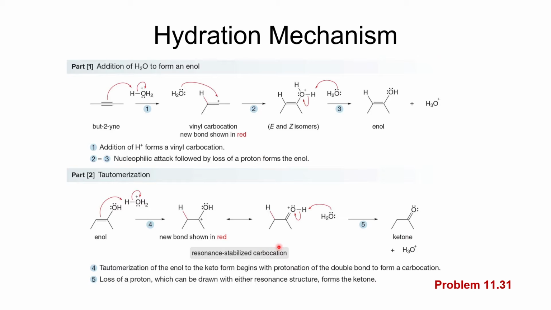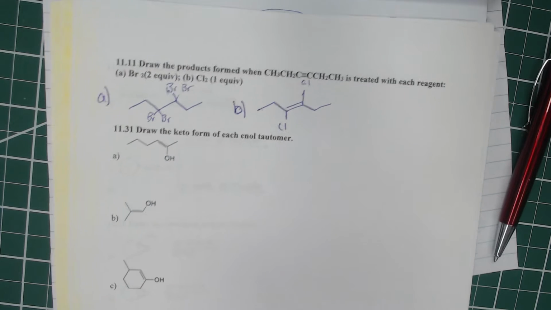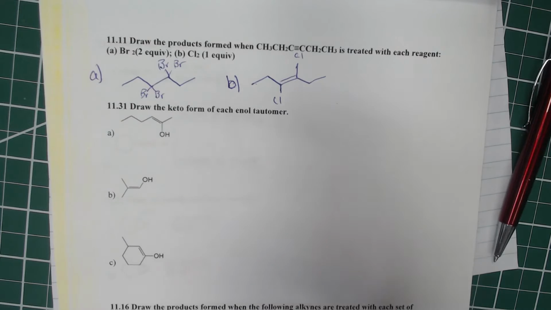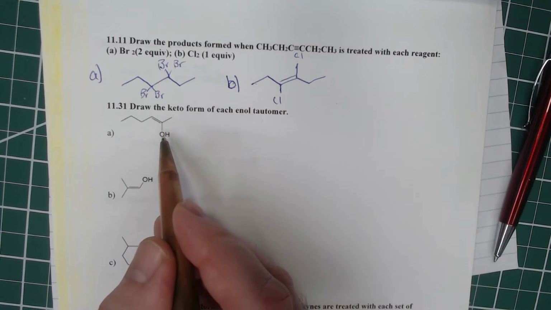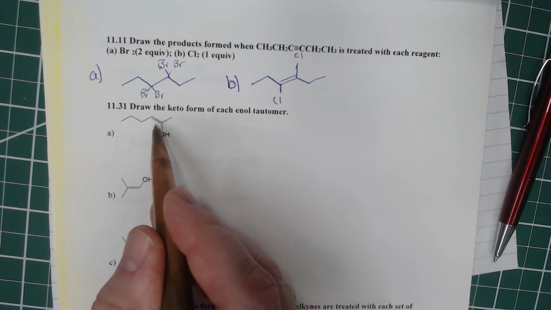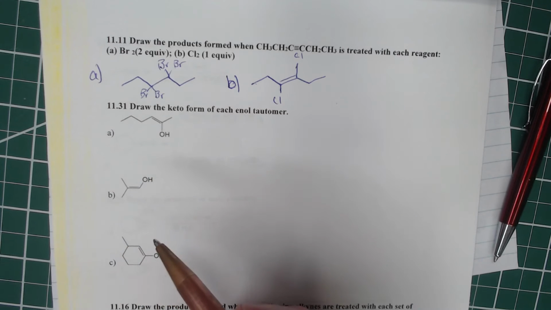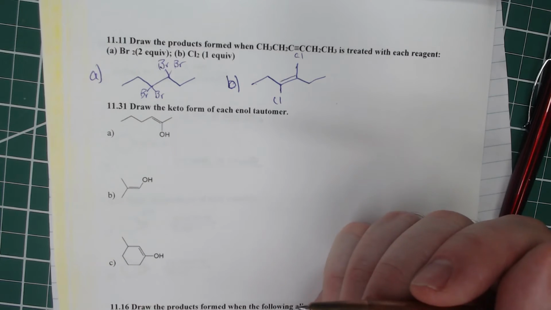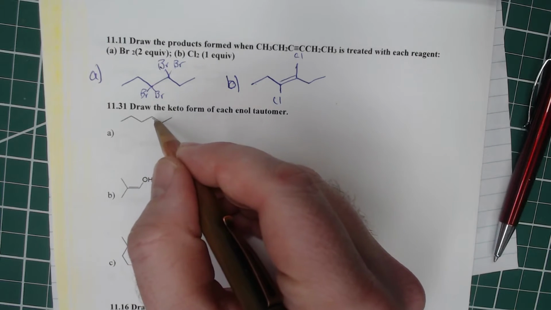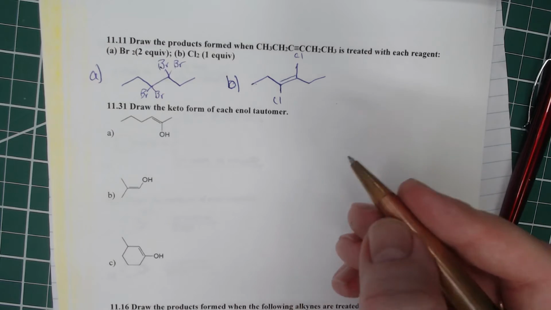Now, on number 31, we are not going to be looking at the mechanism. We are just drawing the keto form. And this is a very easy problem. You just find the enol, wherever the enol is, and it's very easy because it's where there's an OH near a double bond. That's our enol. And wherever that oxygen is, that's going to become a ketone, and wherever the double bond is, that'll become a single bond.